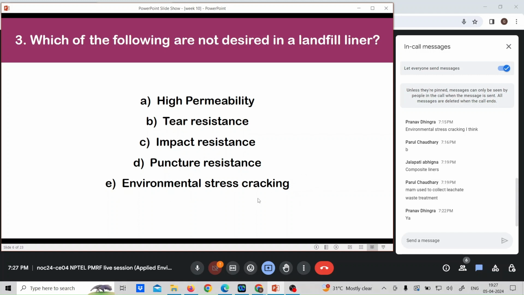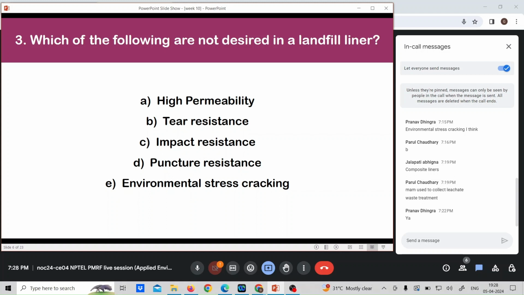Okay, environmental stress cracking is, let's say, the pressure or the force is lesser only, but since I'm putting that pressure for a longer period of time, there may be chances of tear or puncture in the membrane. So even that should not happen. This tear resistance and puncture resistance is happening very instantaneously. I'm putting in a very high force so that instantaneously it gets damaged.